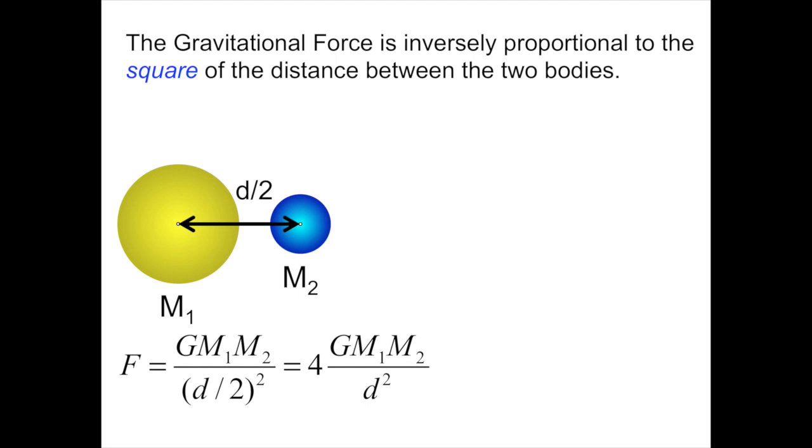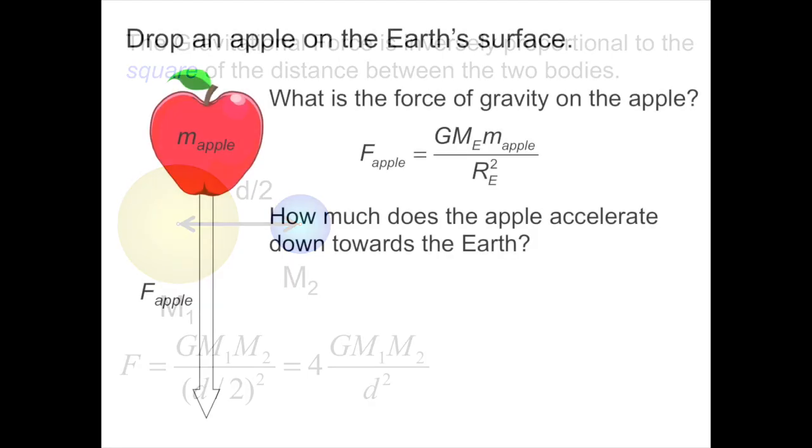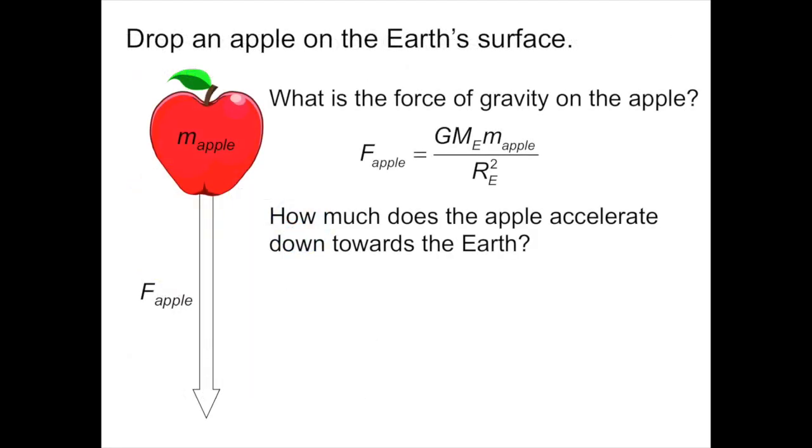How now can we understand Galileo's result that two objects of very different masses held on the surface of the Earth and dropped fall at the same rate of acceleration? How does the law of gravity describe the law of falling bodies? What if we drop an apple now on the surface of the Earth? What is the force of gravity on the apple? Well, we just learned that.